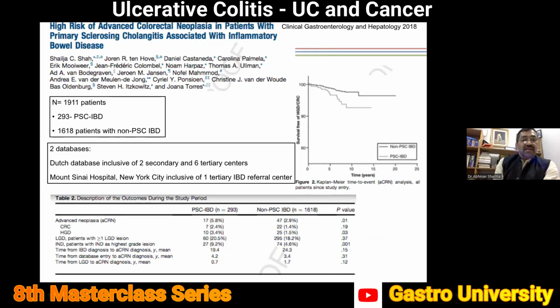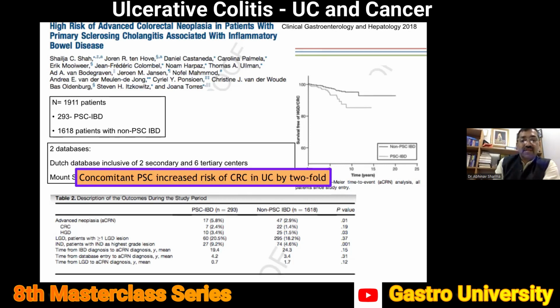Now, this study looked at another risk factor, presence or absence of primary sclerosing cholangitis. On the right side there is a Kaplan-Meier curve. The dark line relates to those patients who have ulcerative colitis but no PSC, and the gray line down there is PSC with ulcerative colitis. So presence of PSC increases the risk of colorectal cancer from 2.9 to 5.8%. So presence of PSC doubles the risk of colorectal cancer. So PSC is a risk factor.